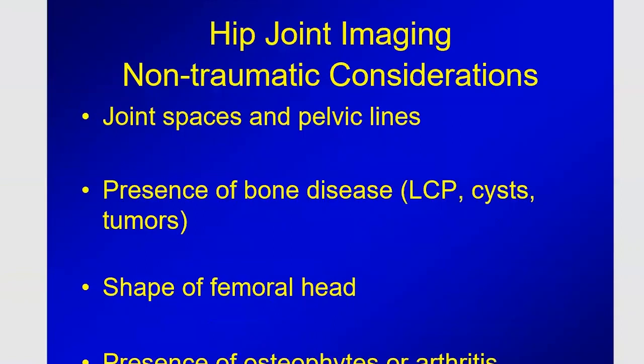So when it comes to non-traumatic hip joint imaging, we really need to kind of follow, and you probably remember this from your imaging courses, those ABCs, right? So I need to look at my alignment. How does my joint space look? How does my bone look? How does the soft tissue look around the bone? We really need to look at the shape of the femoral head and really the presence of osteophytes or arthritis. And those are all very, very common in X-rays.